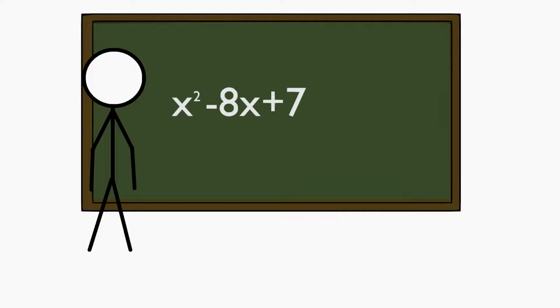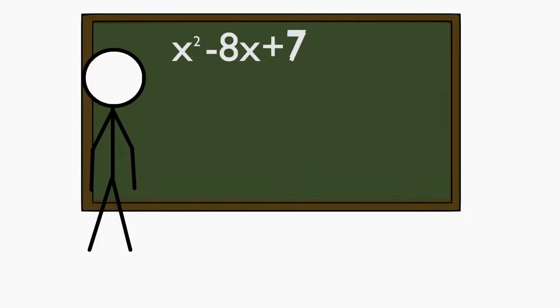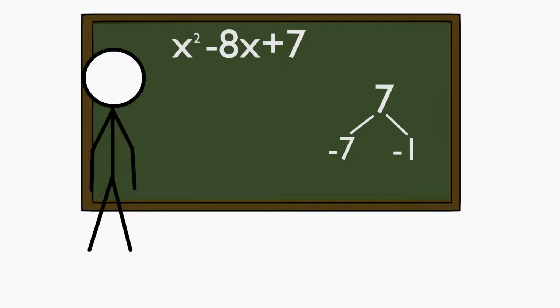X squared minus 8x plus 7. If we list all factors of 7, we will get minus 7, minus 1, 1, and 7. Now the value of b is negative, and the value of c is positive, so from that, we know that the numbers in the brackets have to be two negatives, as two negatives multiplied by each other will give a positive value, and when they're added together, you get a negative value.